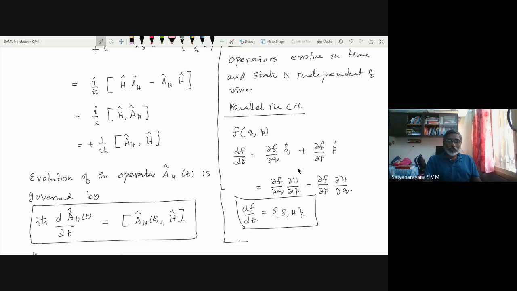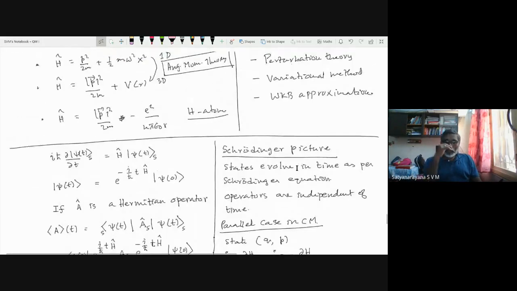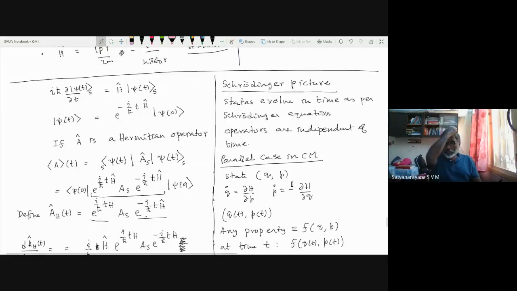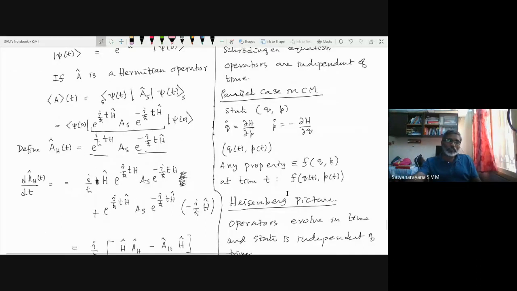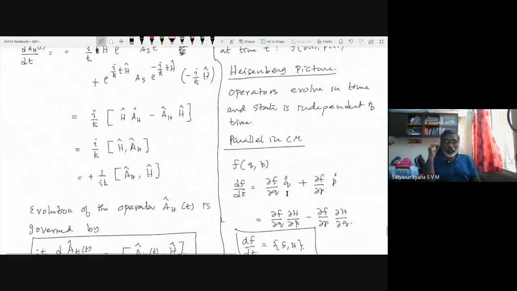So this is a parallel in classical mechanics. This is called the Heisenberg picture. Now, pictures are only a matter of convenience. We want to solve a given problem in the Schrodinger picture or the Heisenberg picture. I will show you, for example, the same problem that I have done today, the free particle evolution. If I use the Heisenberg picture, the same result I have got here, I will get much more easily. So that I will show in the next class. So you can see that based on convenience, you can choose any one of these pictures. The final result doesn't depend on which picture you use.